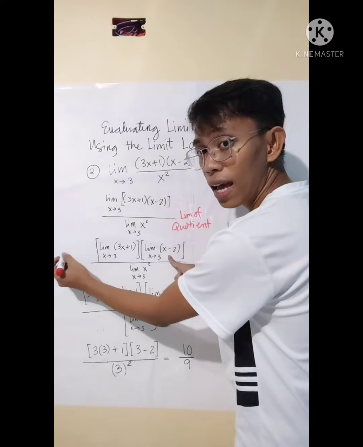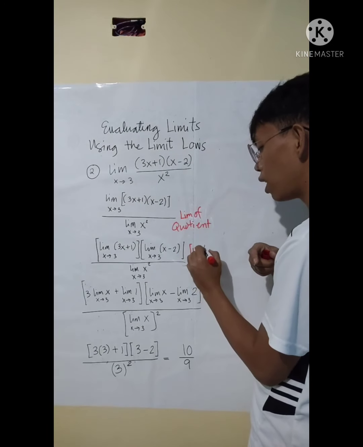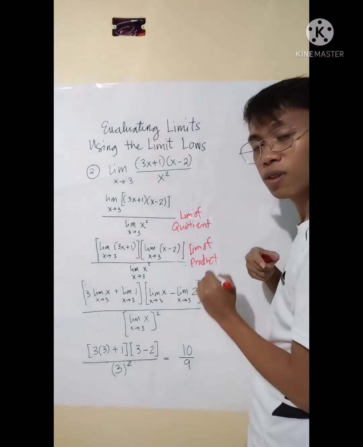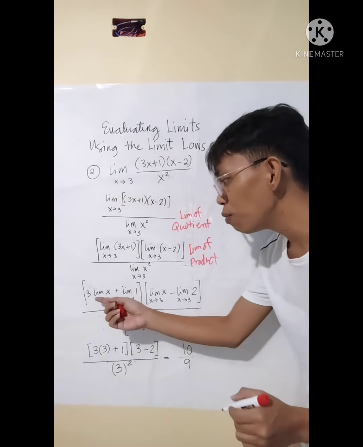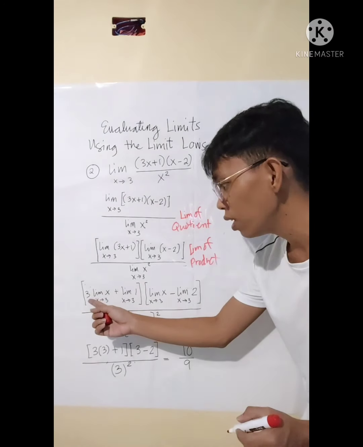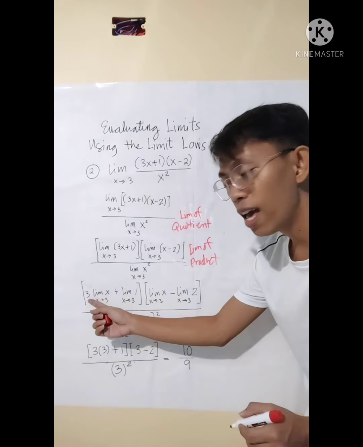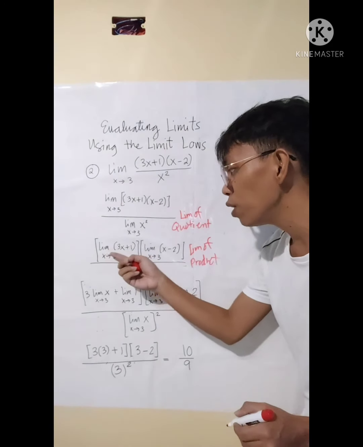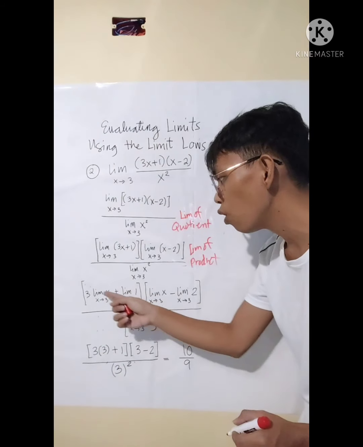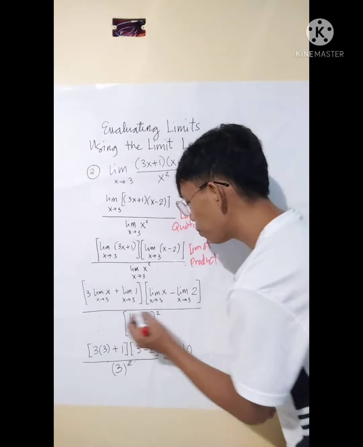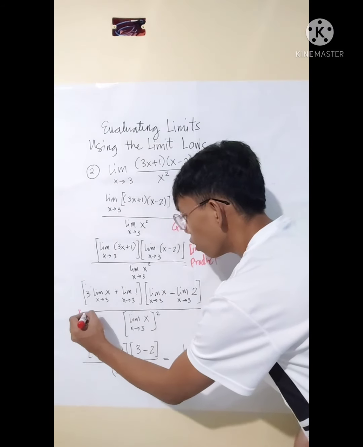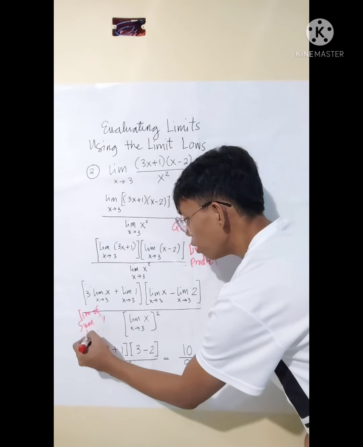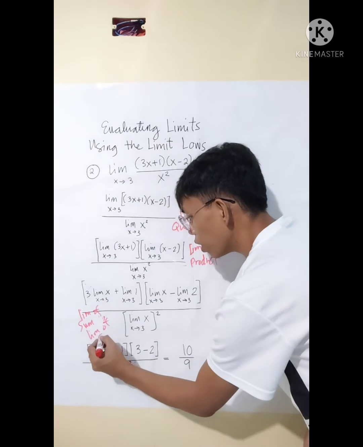So, here, we apply the limit of a product. While dito naman, nilabas natin yung constant multiple, mga nakikita nating constant multiple, and pinaghiwalay na rin natin yung dalawang functions. So, the limit of sum, ginawa na natin sum of limits. Kaya, in-apply natin dito yung limit of sum. Sinabay na natin yung limit of a constant multiple.